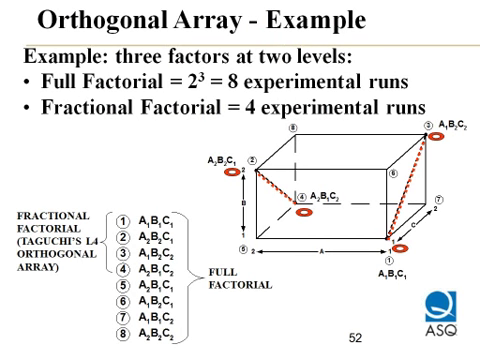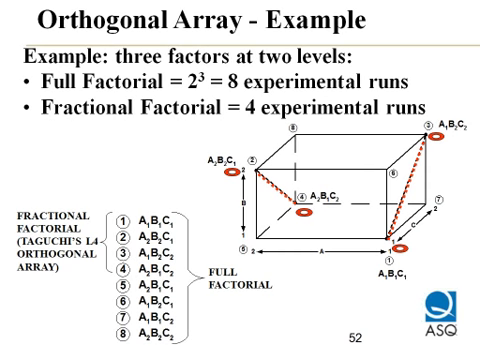Orthogonal array. Orthogonal means at right angles. Here's an example: 3 factors at 2 levels. A full factorial with 3 factors at 2 levels results in 8 experimental runs. We'll look at that down at the bottom left in a second. A fractional factorial for the same situation would require only 4 experimental runs.